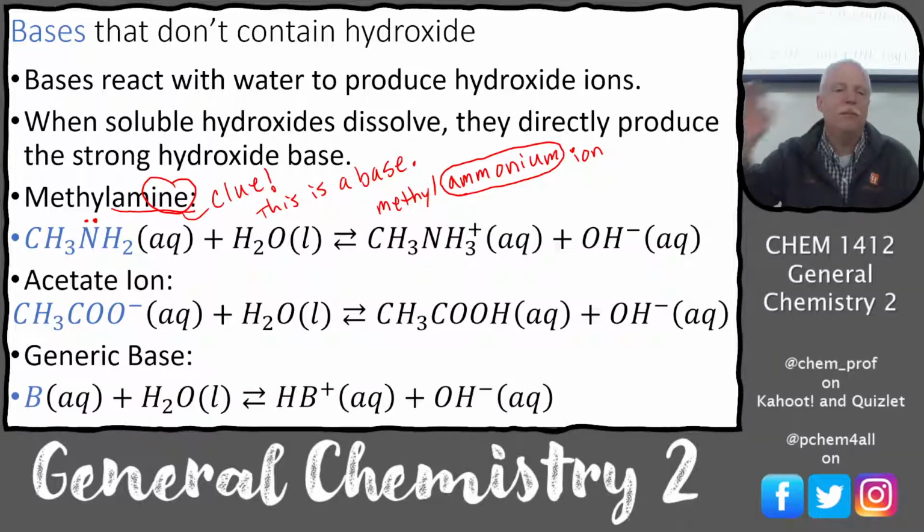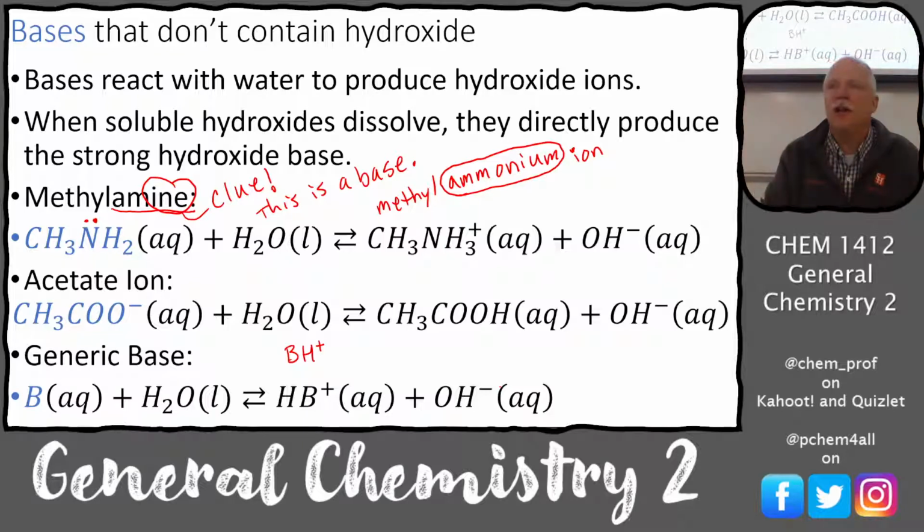We might start with B as base, reacting with water, and it steals a proton from that water and makes HB plus. You could also write it BH plus. I think the book writes it that way, BH plus. Either way is fine. What you're showing is that base took a proton from water and gave us hydroxide. So does everybody get the generic case? Because you'll see that all the time. It's B plus water gives HB plus or BH plus and hydroxide.